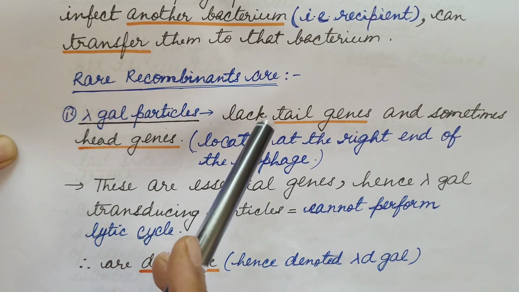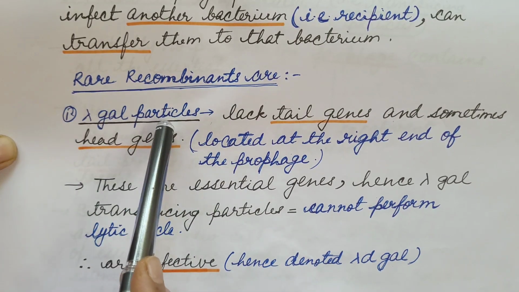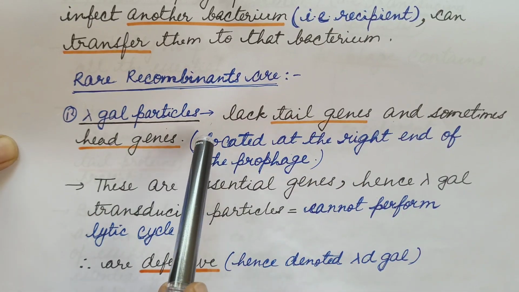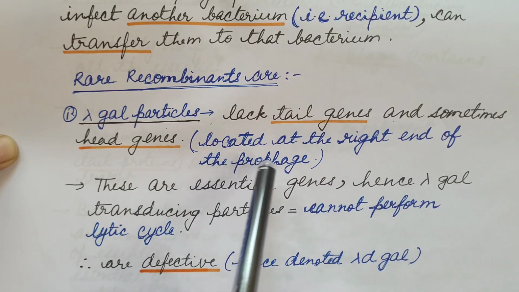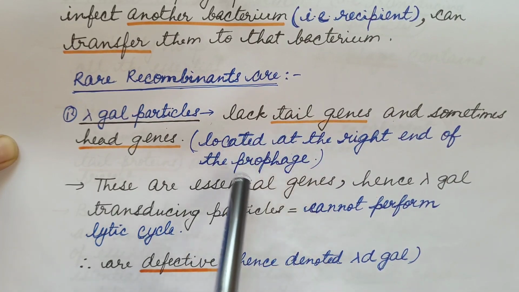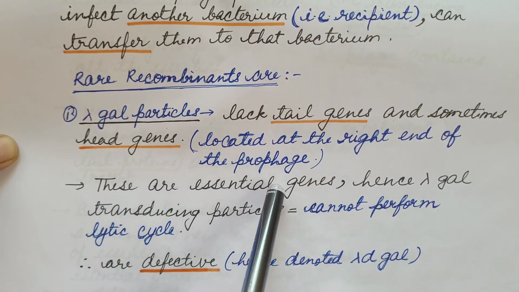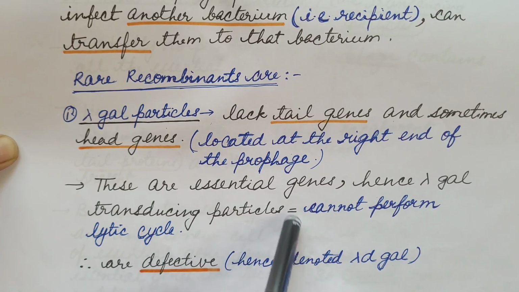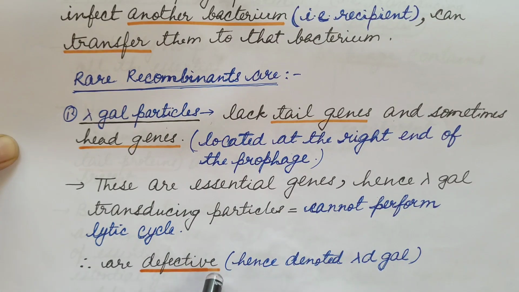Now let us see the rare recombinants. First, lambda gal particles. These lack tail genes and sometimes head genes, and these are located at the right end of the prophage, that is phage lambda DNA. Since these are essential genes, hence lambda gal transducing particles cannot perform the lytic cycle. That is, these cannot reproduce in the recipient bacteria. Therefore, these are defective and hence these are denoted as lambda dgal, where d stands for defective.